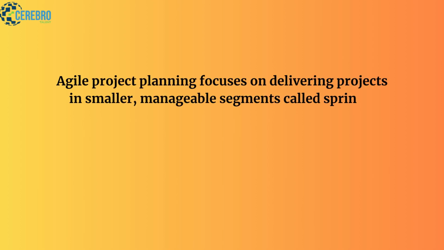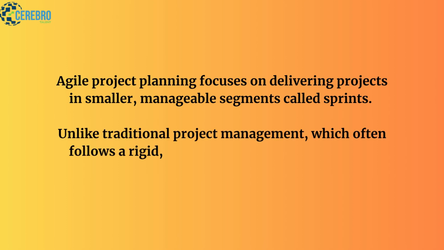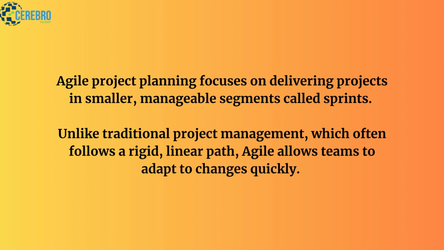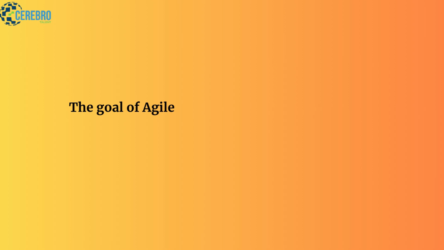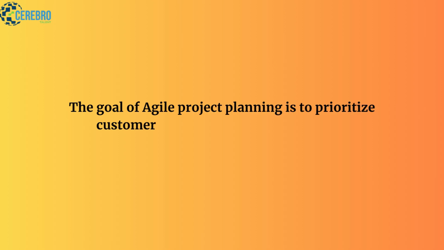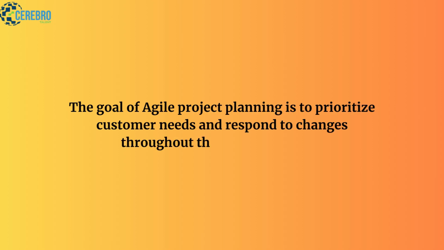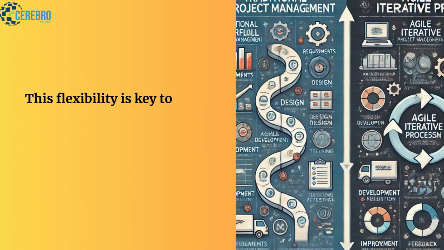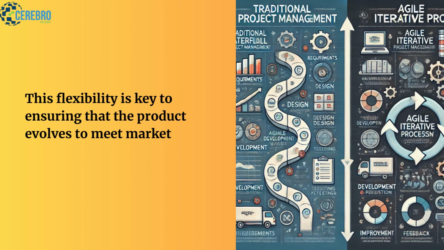Agile project planning focuses on delivering projects in smaller, manageable segments called sprints. Unlike traditional project management, which often follows a rigid, linear path, Agile allows teams to adapt to changes quickly. The goal of Agile project planning is to prioritize customer needs and respond to changes throughout the project lifecycle. This flexibility is key to ensuring that the product evolves to meet market demands and user feedback.